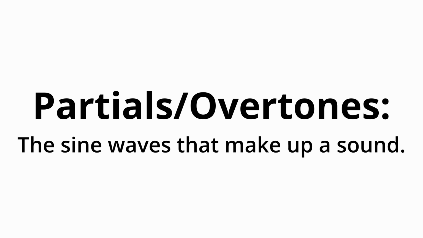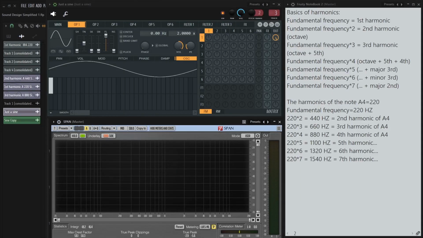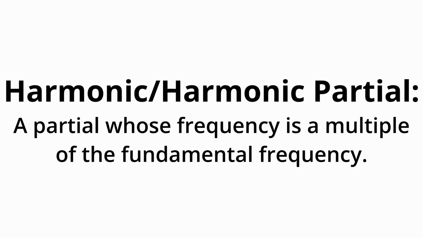The sine waves that make up sound are called partials or overtones. You can use those two words interchangeably. A partial is a singular sine wave at a certain phase, amplitude, and frequency. As stated before, the lowest partial of any sound is called the fundamental frequency. If the frequency of a partial is a multiple of the fundamental, then it is called a harmonic partial. This is common in instruments and tonal sounds, and even your own voice.